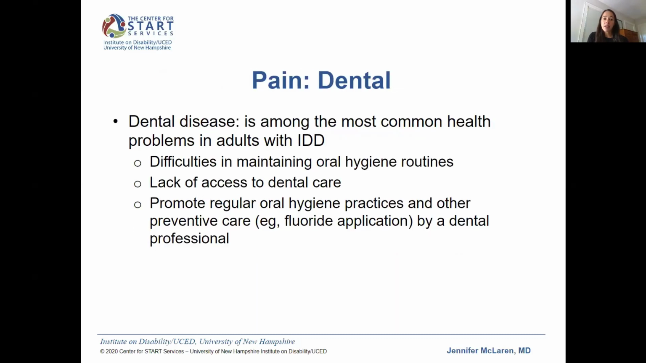Dental pain is often missed and is one of the most common health problems among adults with IDD. And it is because of difficulties with maintaining oral hygiene routines, lack of access to dental care. So we really want to promote regular oral hygiene practices and other preventative practices by a dental professional, but we also want to look for, if an individual is in crisis, we need to encourage that somebody looks and examines their mouth.